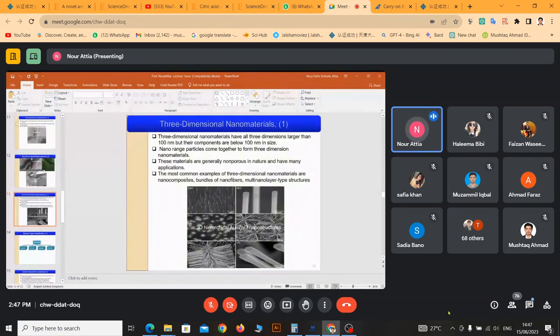Finally, in this category, we have three-dimensional nanomaterials. And this is where all three dimensions are larger than the nanoscale, but the size is below 100 nanometers. There are many materials, like 3D helical gold, zinc oxide nanostructures, an abundance of nanofibers, nanocomposites, multi-layer type structures. But the problem is it's not familiar in use, because it needs specific conditions to produce such kind of material.